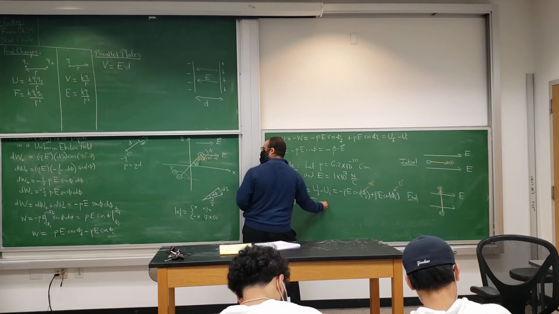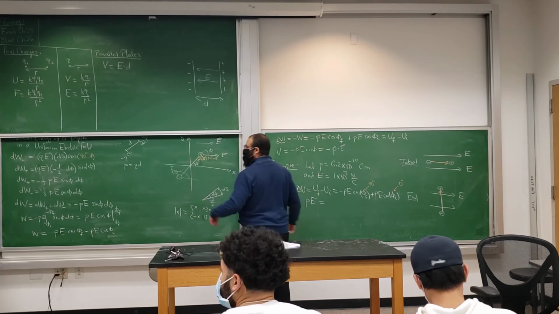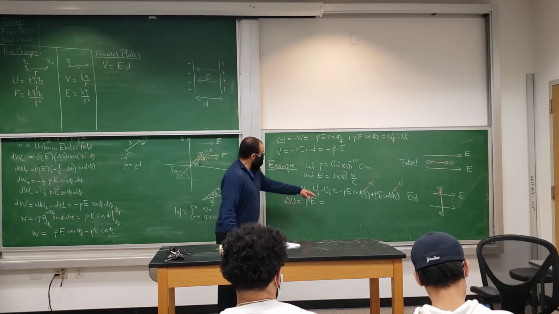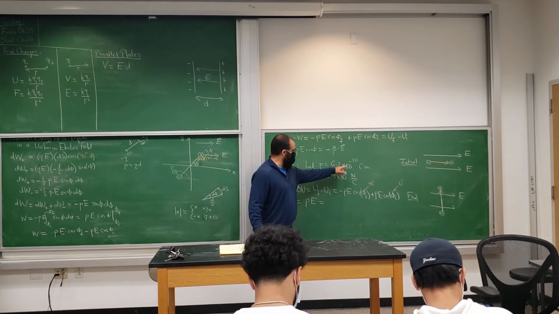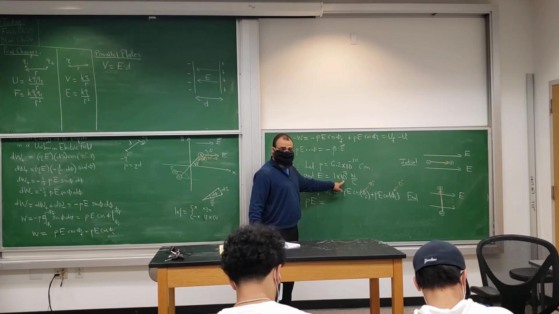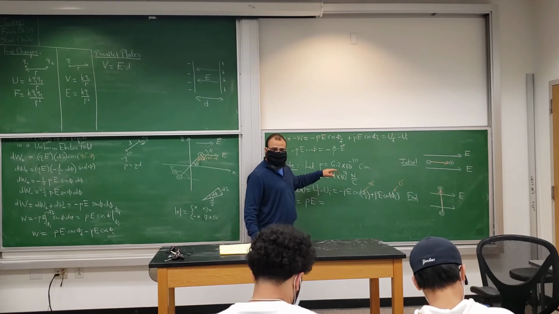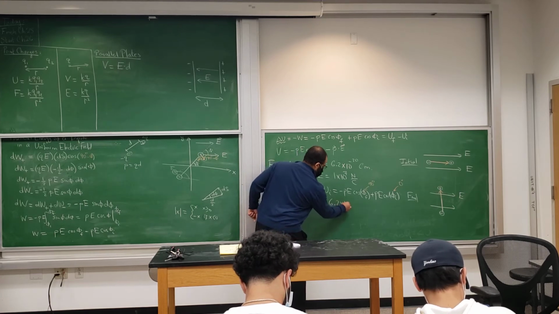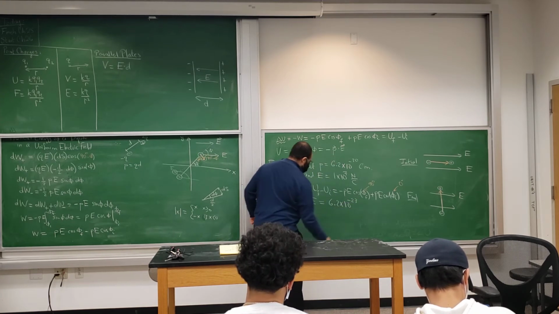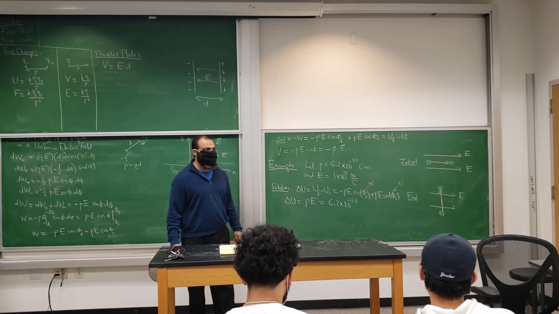So multiply these two numbers here. 6.2 times 10 to the minus 30 times this, times 10 to the 7. So you get 6.2 times 10 to the minus what? 23. Yeah. Units, what do you think? Joules. Yeah.